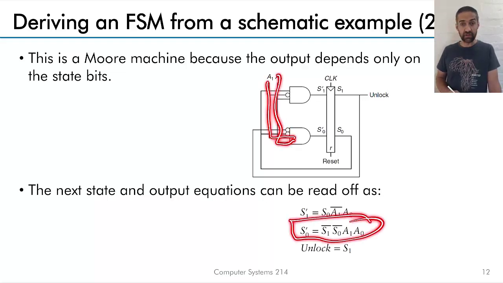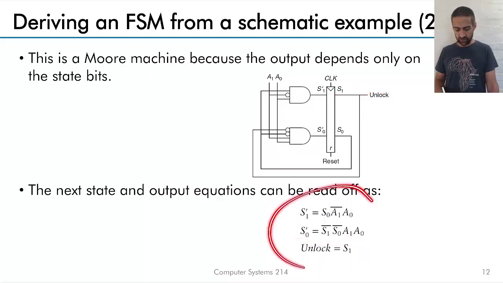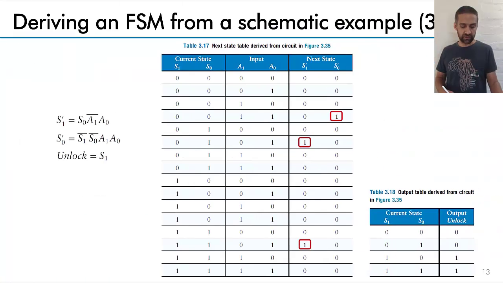So that's the logic there. And then finally, the output in this case, there's no logic here, it's just a piece of copper, meaning it's just equal to S1. Right, so now we've got these formulas. Let's now populate the tables. So these are the formulas just duplicated.